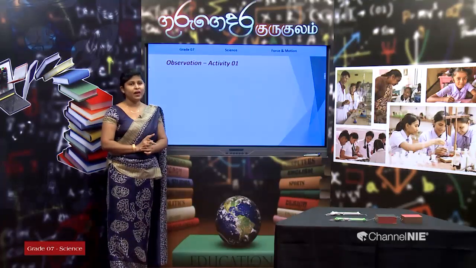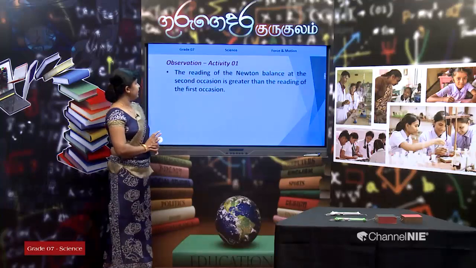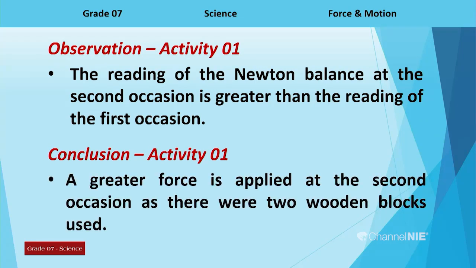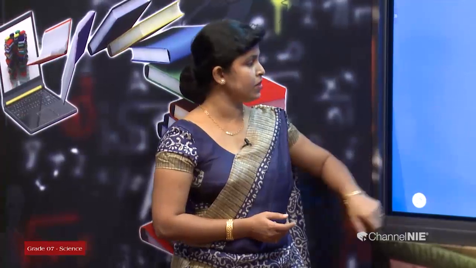Observation, activity 1. Now you have got the observation. The reading of the Newton balance at the second occasion is greater than the reading of the first occasion. Right? That was clear. The conclusion of activity 1. What is the conclusion we can draw at the end of the activity? That is, a greater force is applied at the second occasion as there were two wooden blocks used. When we use one wooden block, there was a reading in the spring balance. It was doubled or it was increased when using two wooden blocks. That was the conclusion of the activity.